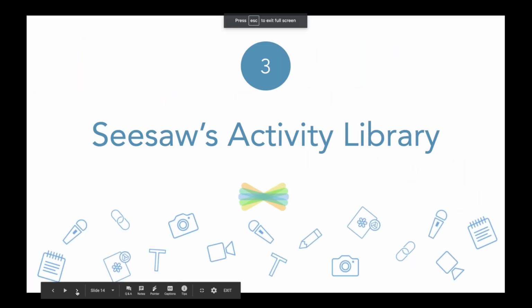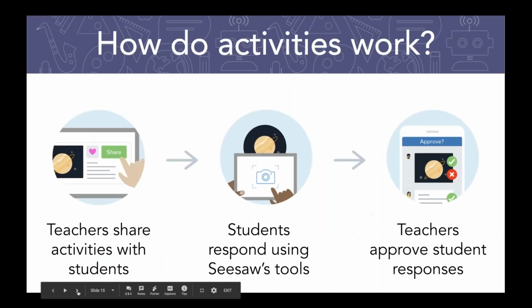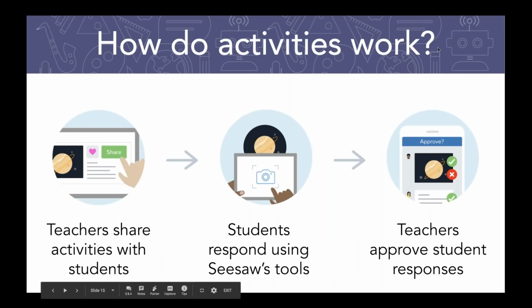Okay. The next thing I want to visit just quickly is the Seesaw Activity Library. Now, this might be something that you jump into and explore after you've done the Getting Started guide, after you've done all of those mini lessons with your students, and maybe you have 5 student posts in your class or whatever, right? This could be the next step for you to explore. Now, how do activities work? So in this flow, teachers share activities with students. Students respond using Seesaw's creative tools. And then teachers approve those responses.